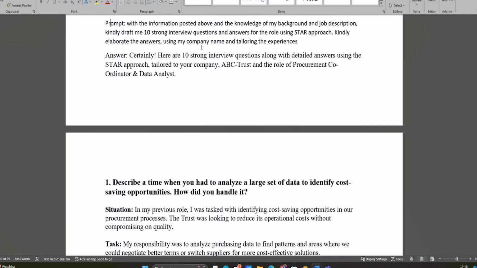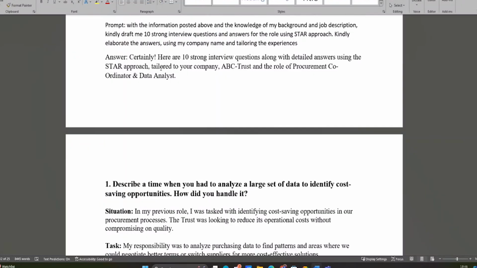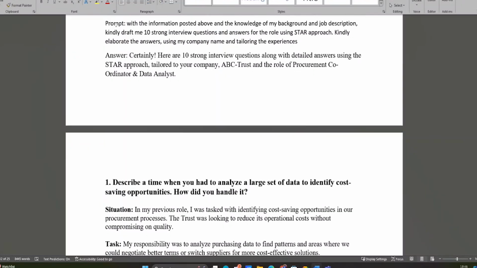So how do you go to such interviews without presenting yourself that way? Firstly, you must research the company. Two, the organization. Researching the company means you have to know about them. And this is what takes us to this. With the information posted above and the knowledge of my background and job description, and as I'm using the company name and telling my experience. Now, this is saying that before this prompt, you would have copied all the information that has to do with the company that is useful.